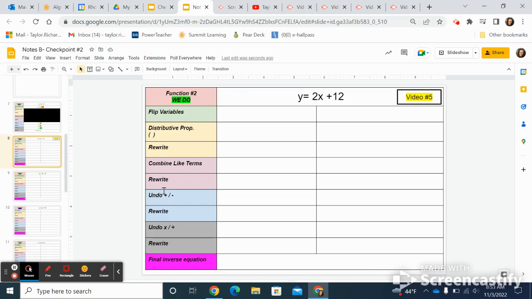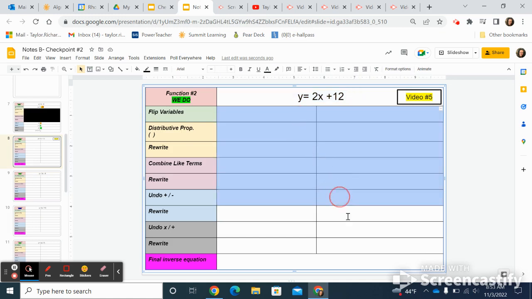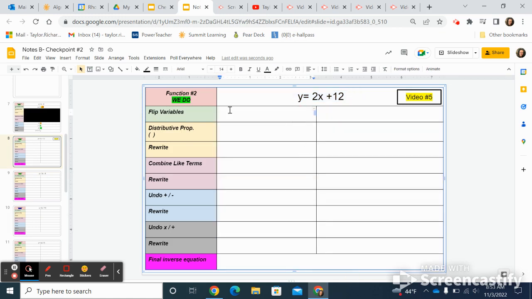All right, here is video number 5, and we're going to do another example of how to find the inverse of an equation. So here's the equation I'm giving you, y equals 2x plus 12, and we're again going to go through our steps for how to find the inverse. Number 1, always, for every problem, we're flipping our x and y.